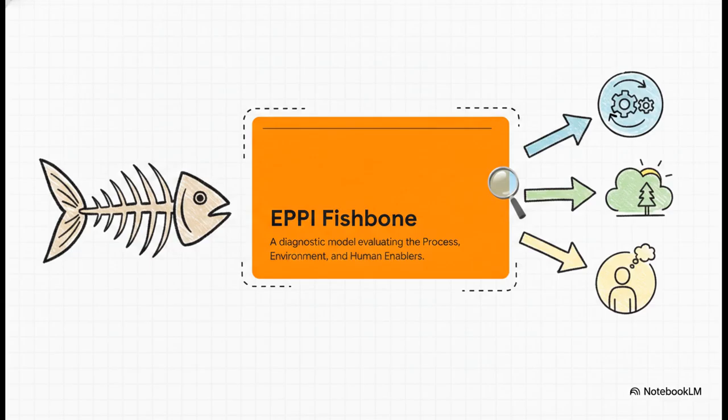Before we even glance at the people, we absolutely have to look at the process itself. Is the defined process illogical? Does it take way too long? Only if the process design is flawless do we move down to look at environmental enablers and then human enablers.